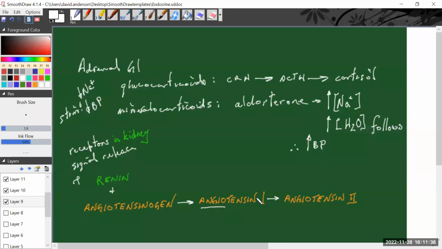So we got angiotensin 1 converted to angiotensin 2 by a very special enzyme. And that enzyme is abbreviated as ACE. Now, what do you think ACE is an abbreviation for?